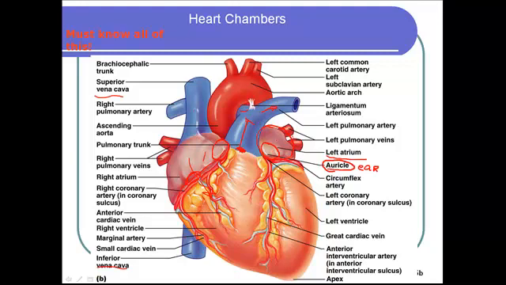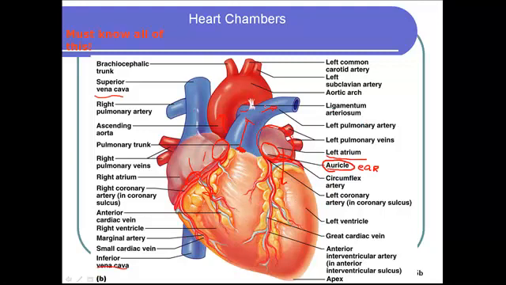Then this will be ejected into the left ventricle through the bicuspid valve, and then that will be ejected into the aorta to go to all of the systemic circulation. So here we have ascending aorta right here, pulmonary trunk right here, pulmonary veins on both sides, right atrium, right coronary artery, anterior cardiac vein. We already went over these.